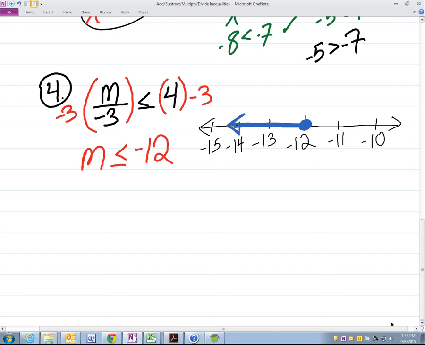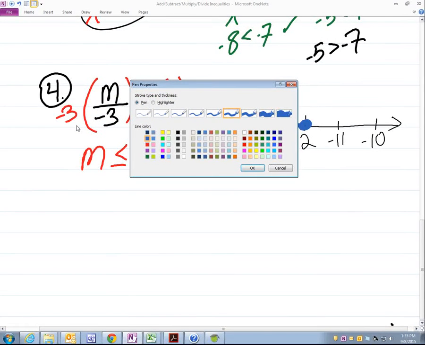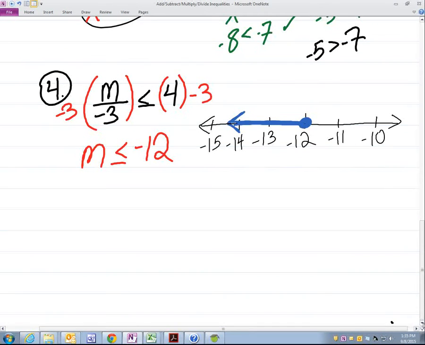Let's test it out. I wanted a funky color for what we're about to do. Bright green's kind of hard to see. So test that M is less than or equal to negative 12 with one of those numbers. So let's use less than or equal to. Let's use, what are we going to use? Let's use negative 18 because that would be down the way.